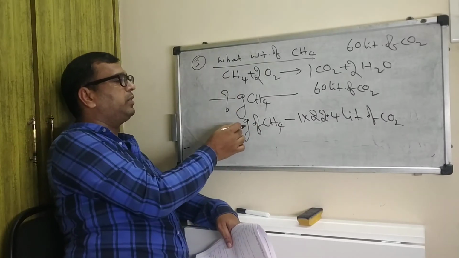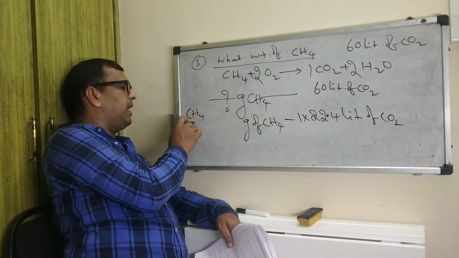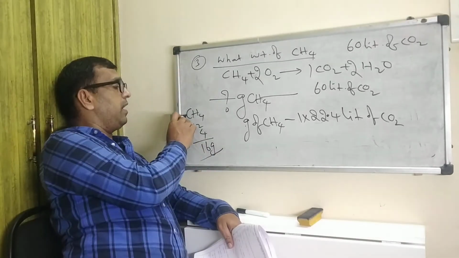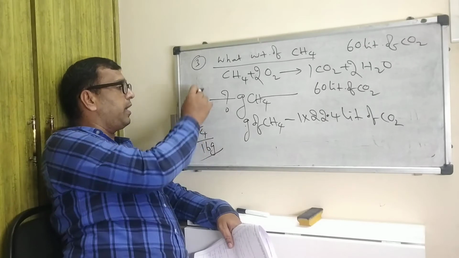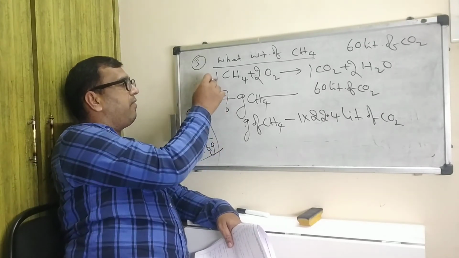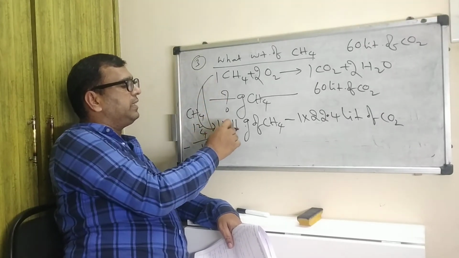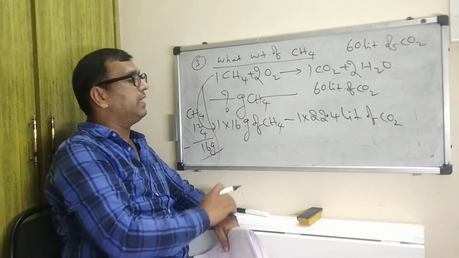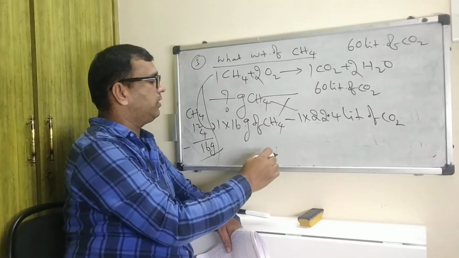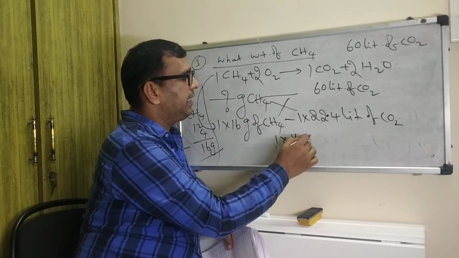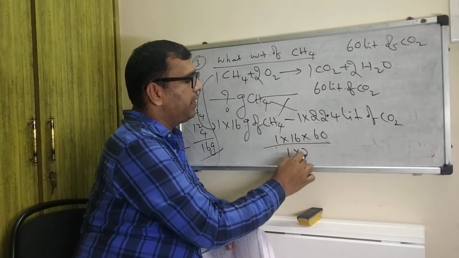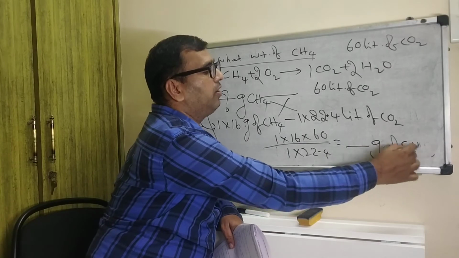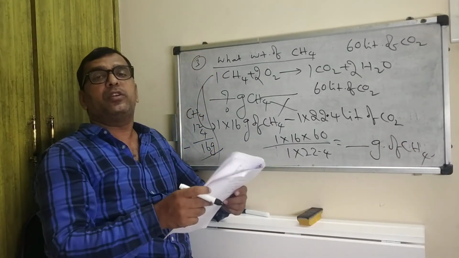Then what about grams? You take gram molecular weight. How, beta? 12 plus 4, that is 16 grams. Carbon 12 plus 4. You take molecular weight. Then here 1 mole. 1 into 16 grams of methane gives 1 into 22.4 liters. This much gives how much? Crisscross. Then 1 into 16 into 60 divided by 1 into 22.4 liters. Then we will get a certain number of grams of methane. Like this you have to calculate.